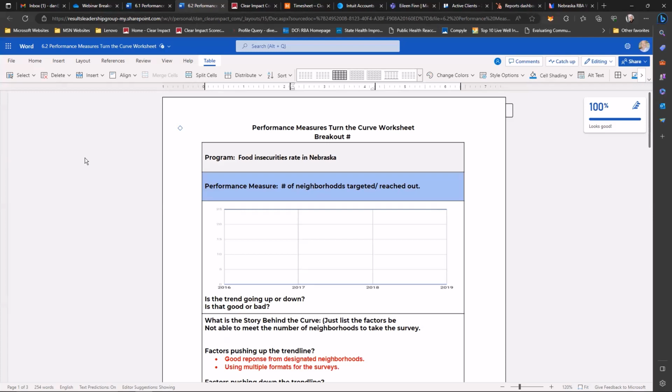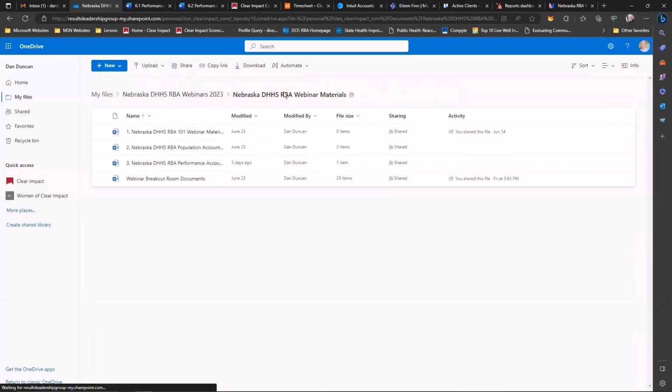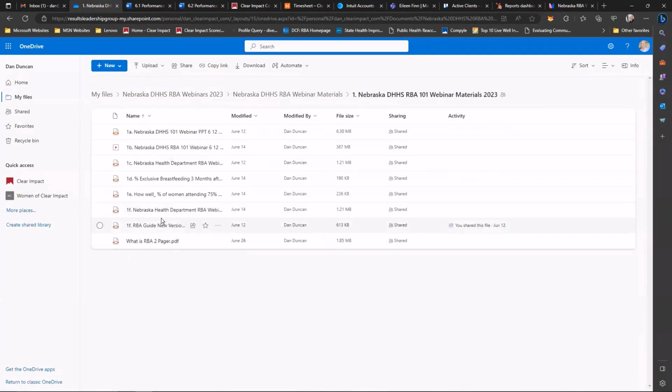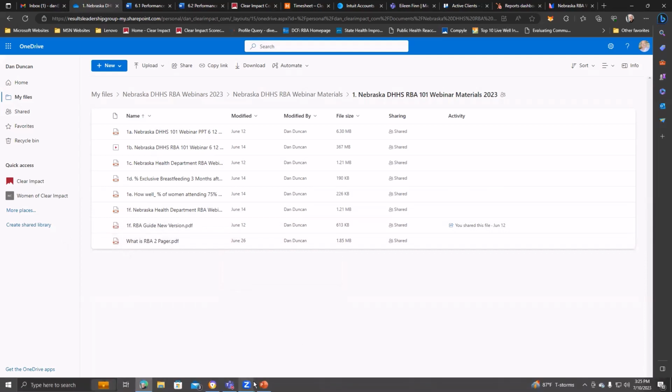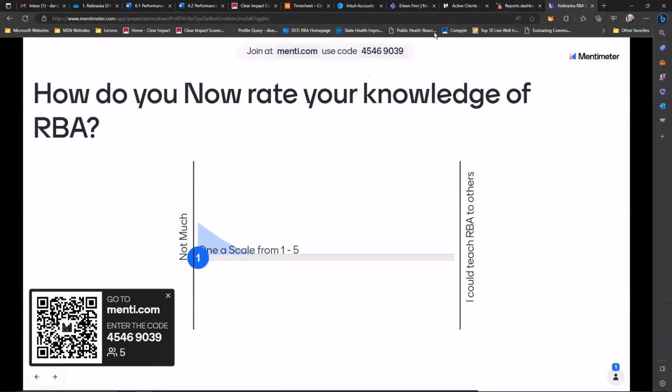And the other thing you can do is in this OneDrive folder, just to remind you, let me go back to the link. Here it is. The RBA guide and the 2-pager have really good information to help you do the turn the curve exercise. So thank you all, but let's jump back to Menti again and see how you're doing on rating your knowledge of RBA.